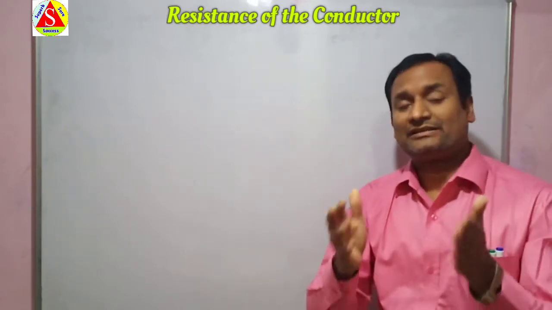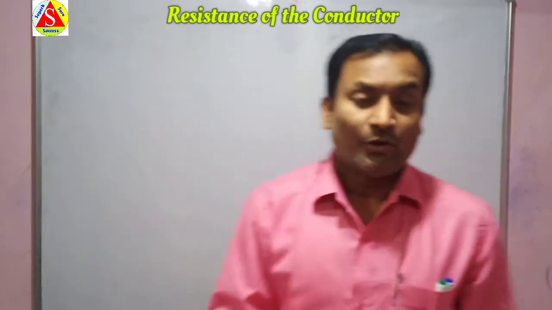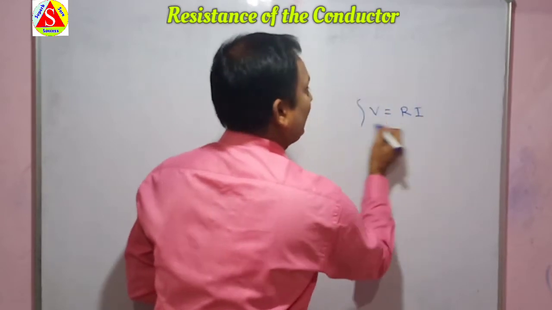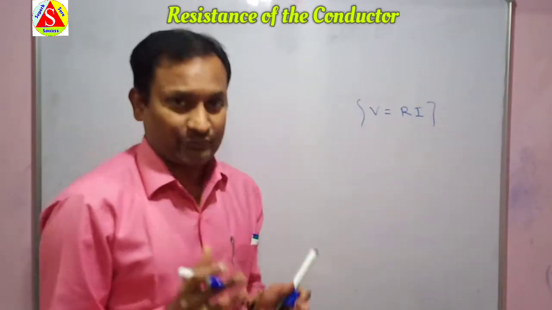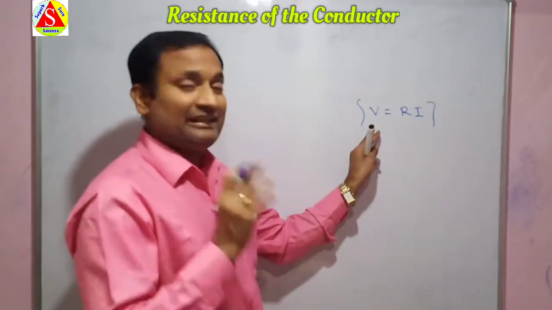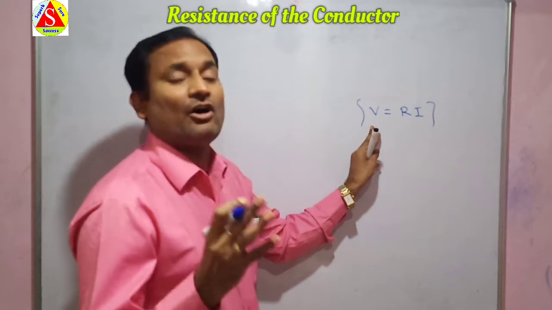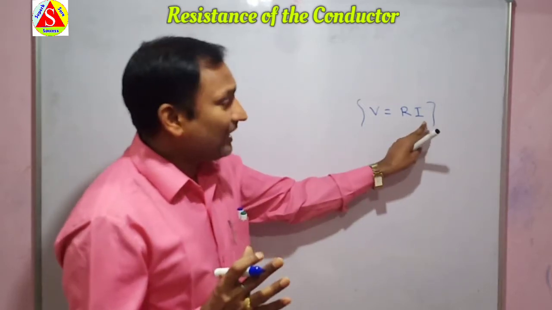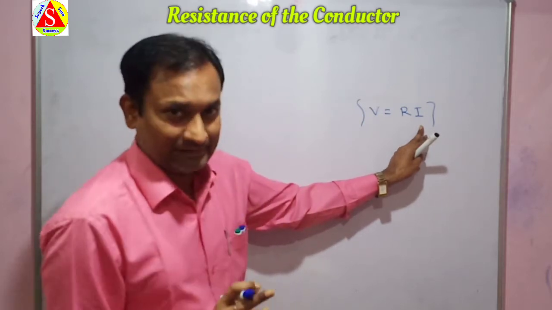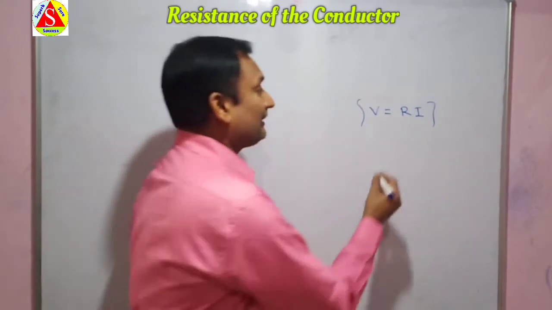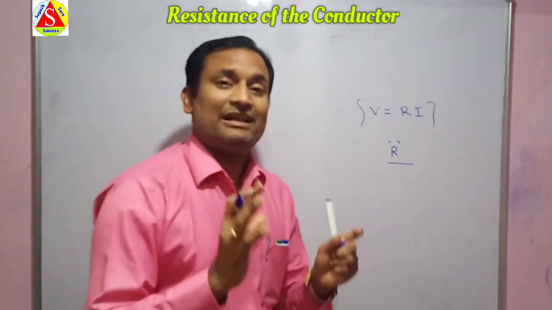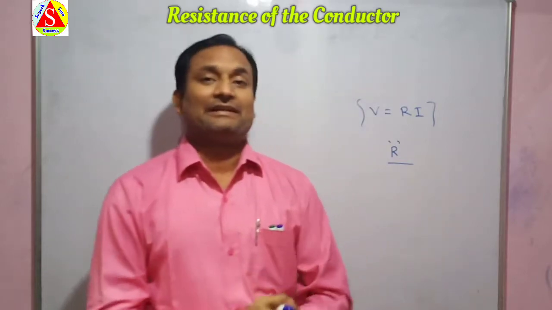Dear students, according to Ohm's law, V is equal to Ri. This is the mathematical expression of Ohm's law, where V is the applied potential or voltage and I is the current flowing through the circuit or through the conductor. Here R is the proportional constant known as the resistance of the conductor.